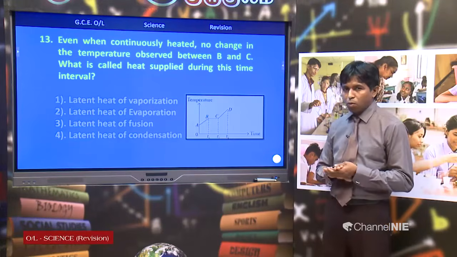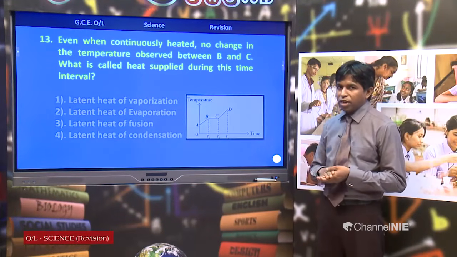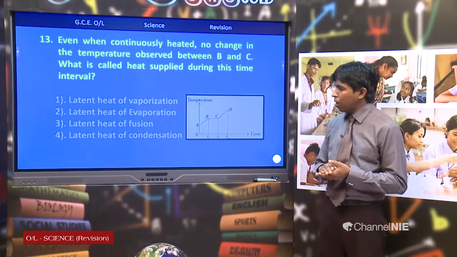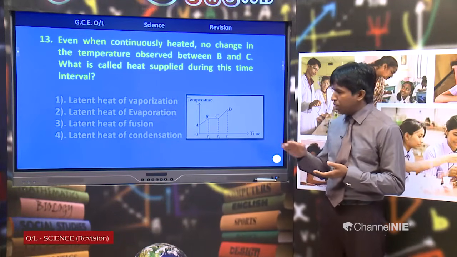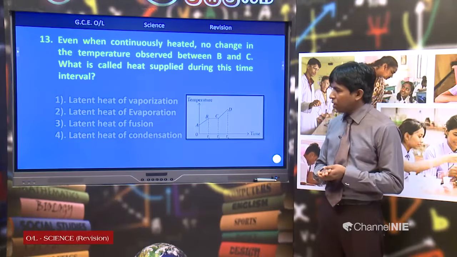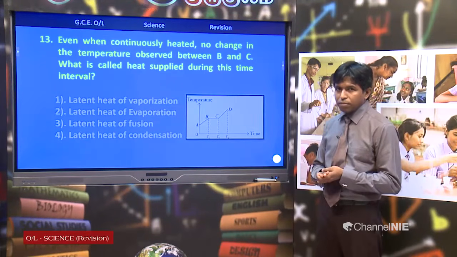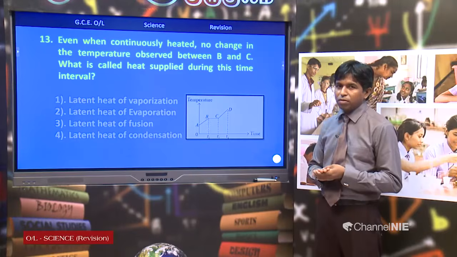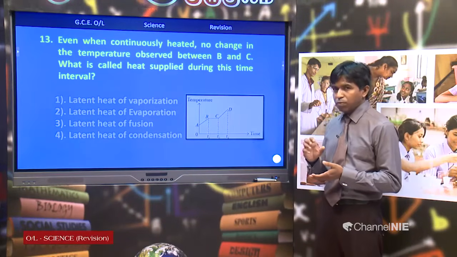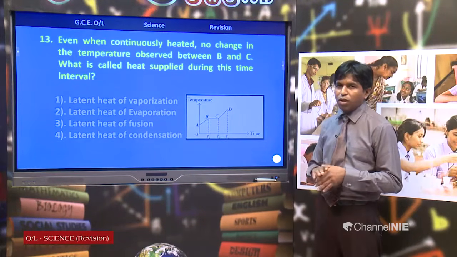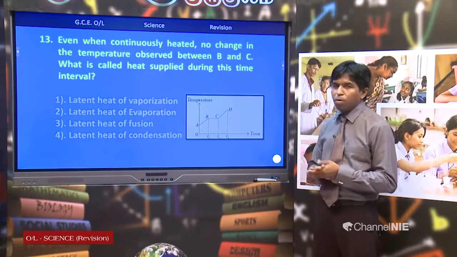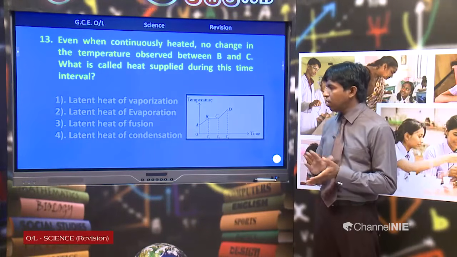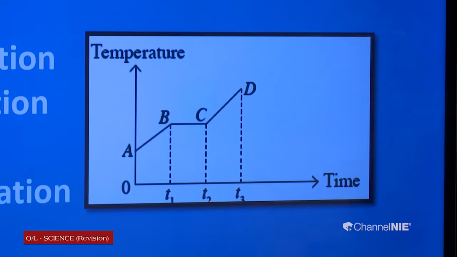So, what happened to the temperature? Actually, when you heat solid wax, there is a melting point of wax. Any solid has its own melting point. As you heat, when the temperature reaches the melting point, it begins to melt, but the temperature does not change. We supply heat, heat is absorbed, but the temperature does not change. So, what happened to that heat? That heat is absorbed for breaking down the bonds in the compound. That means for bond breaking, heat is absorbed, but the temperature does not change.